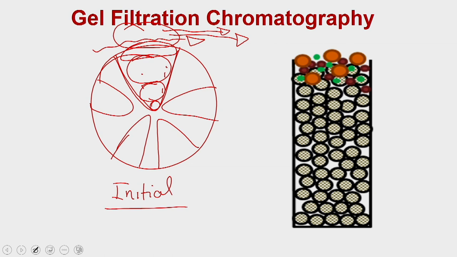Now, this is the situation when you have initially injected the molecules and they are actually passing through the different layers. So, this kind of distribution is going to occur from the first layer to the last layer of the column, which means the first layer is going to have the smallest objects. The second layer is going to have the objects which are larger than this, and the third layer is going to have objects larger than this.